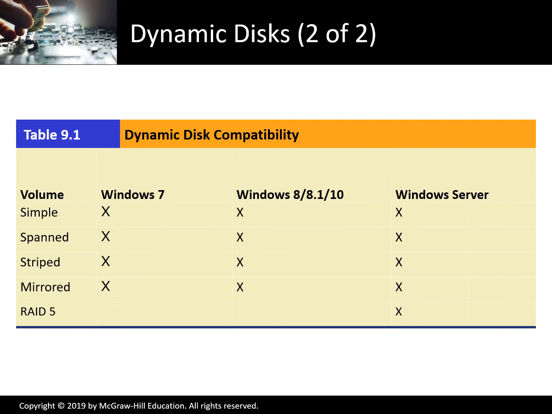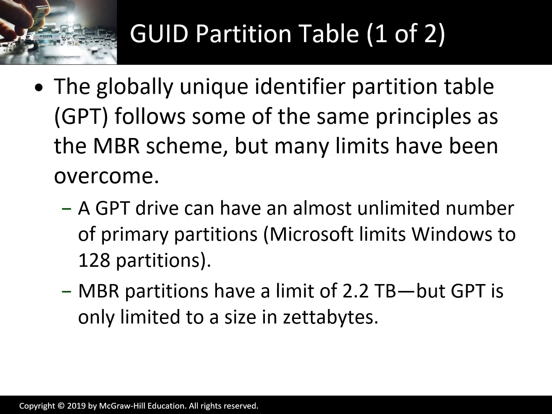Now, if we look at this, Windows 7 didn't do it. Windows 8 and 10 would let us do this with dynamic disks, and Windows servers would let us go to RAID 5. Now, we'll see later that was key. That was one of the first big server RAIDs.